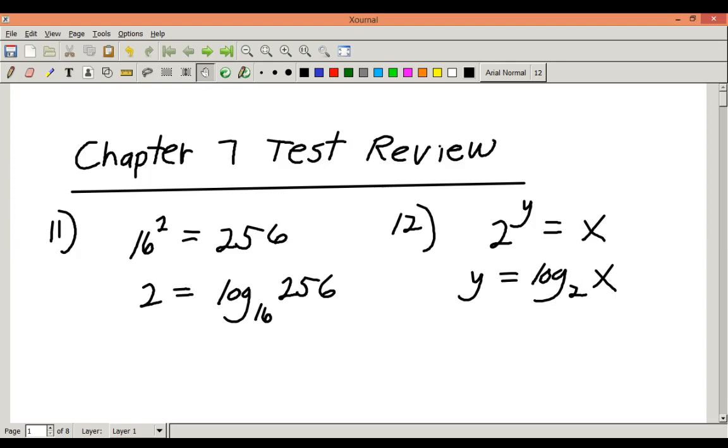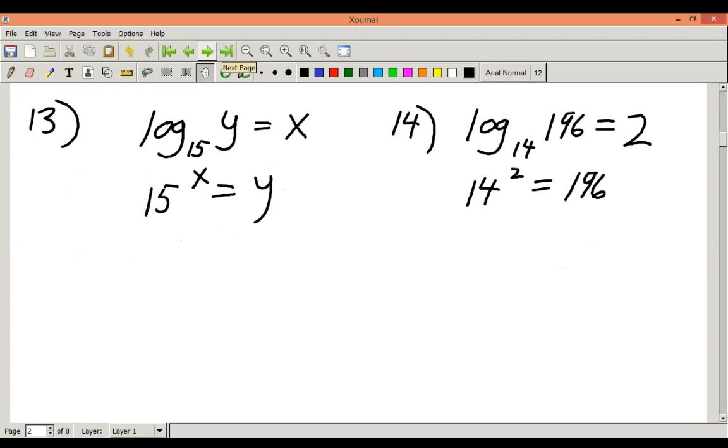Okay, so the next two problems are going in the opposite direction. So here we have to write these expressions in exponential form. So they're given to us in log form. So we're given log base 15 of y equals x. And so we're going to write that in exponential form.